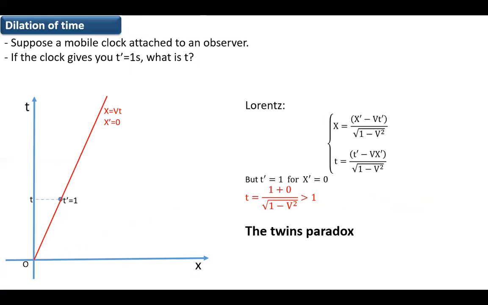Let's see about time. So what happens to the time? We will take a clock, a mobile clock, moving with a speed v. So it is moving on this red trajectory on x equals vt. If your mobile clock tells you that the time is equal to 1 second, which means t prime is equal to 1 second, what is t? If t prime is equal to 1 second in the mobile frame, what is the time t in the frame at rest?